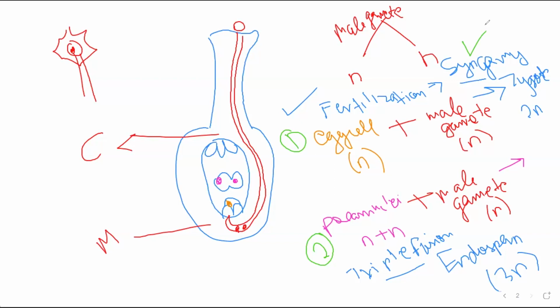Now very interestingly, the first fertilization happening is syngamy, and the second fertilization happening is a triple fusion. That is from where the word double fertilization comes. What does that mean? Angiosperms are having a very, very specific type of fertilization process where there are two different types of fertilization.